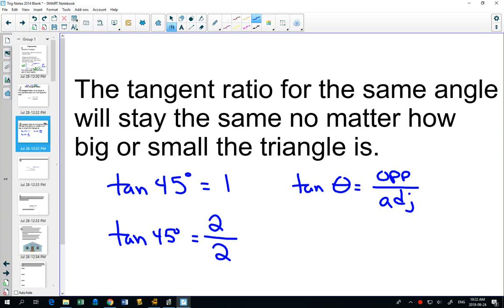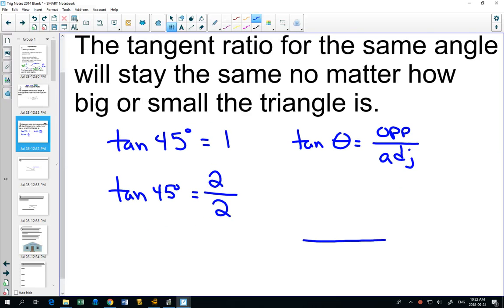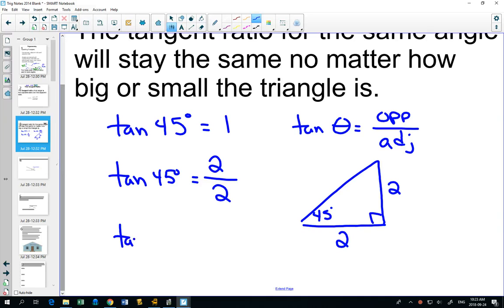What this means is there exists a triangle, and I'll draw it right here. Right angle triangle. If I make this angle 45 degrees, the opposite side is equal to 2, and the adjacent side is equal to 2. Are there any other numbers you could put in for the opposite and adjacent side so that when you simplify it, it's equal to 1? Or is 2 and 2 the only ones? 6 and 6. Okay. So I could have written tan of 45 degrees is equal to 6 divided by 6.